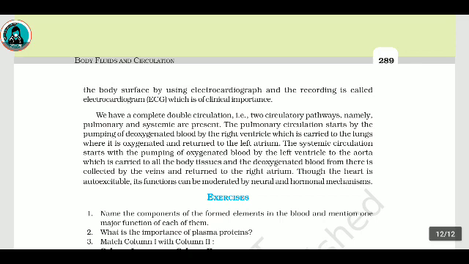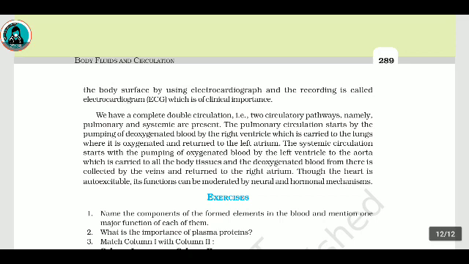We have a complete double circulation, that is, two circulatory pathways, namely pulmonary and systemic, are present. The pulmonary circulation starts by the pumping of deoxygenated blood by the right ventricle, which is carried to the lungs where it is oxygenated and returned to the left atrium. The systemic circulation starts with the pumping of oxygenated blood by the left ventricle to the aorta, which is carried to all body tissues, and the deoxygenated blood from there is collected by the veins and returned to the right atrium.